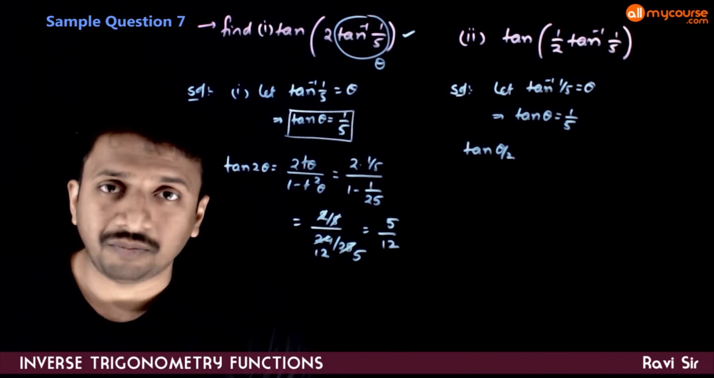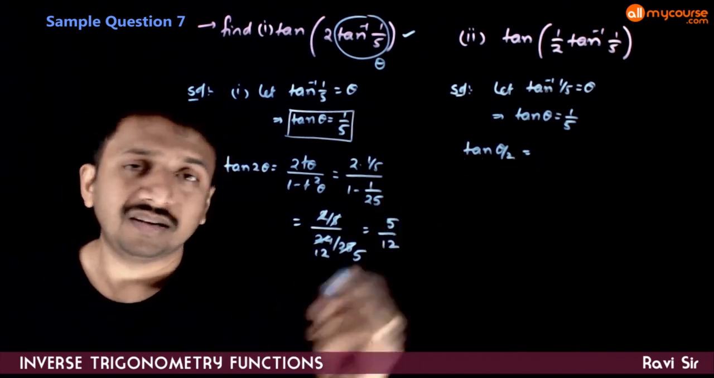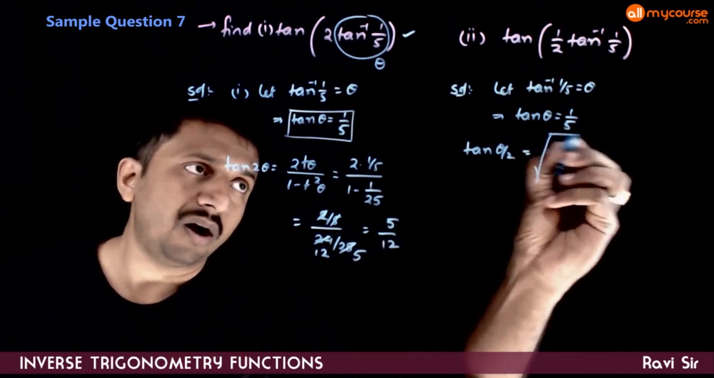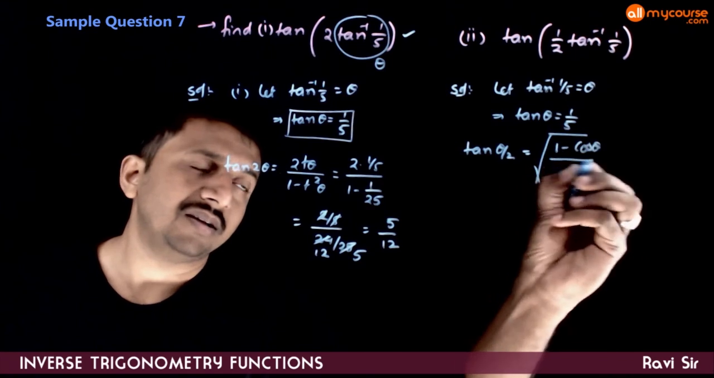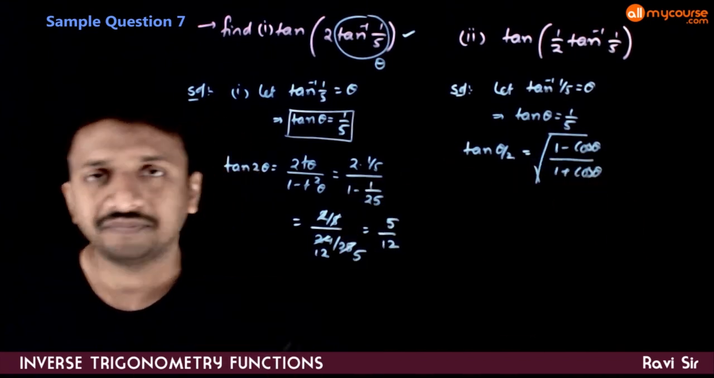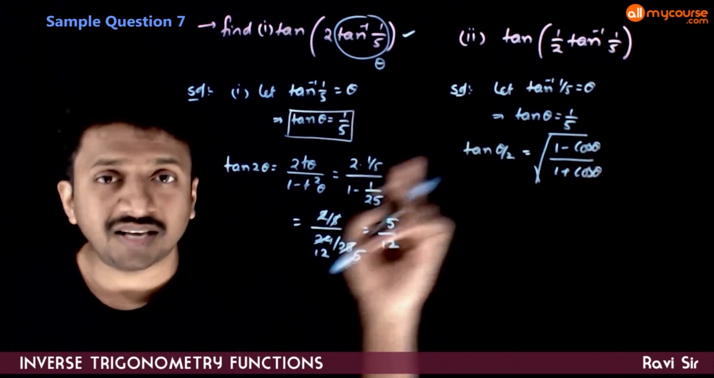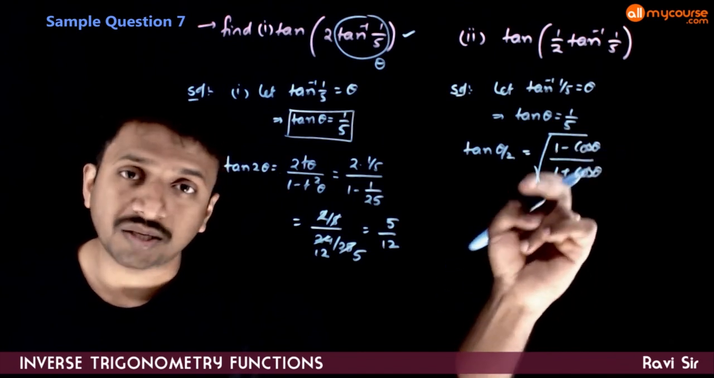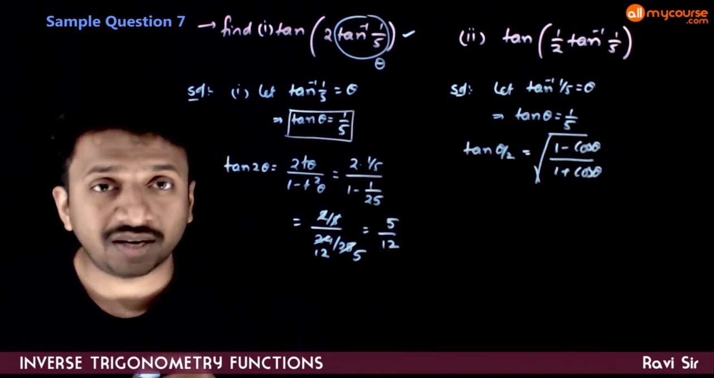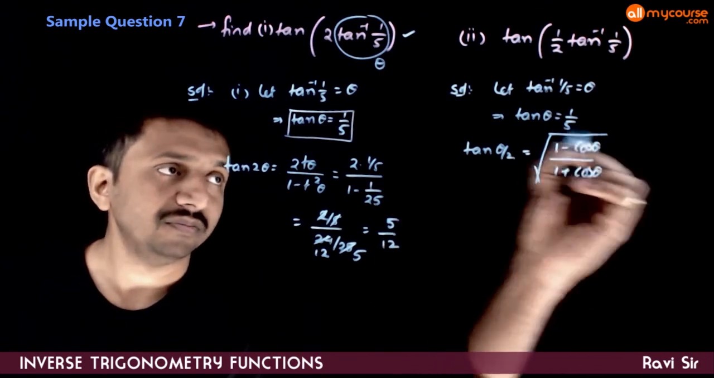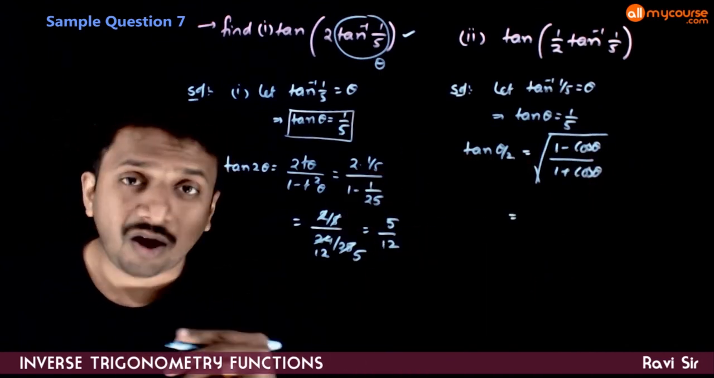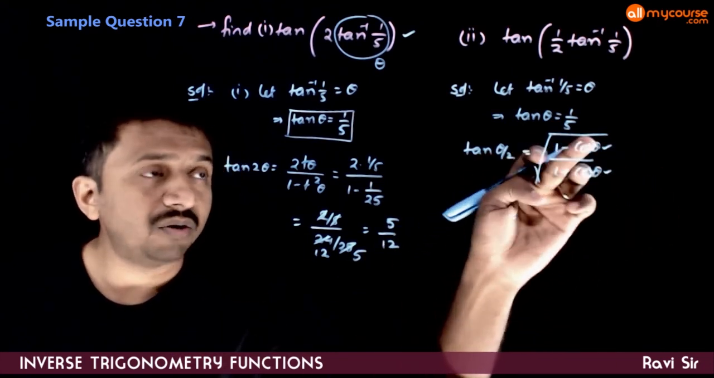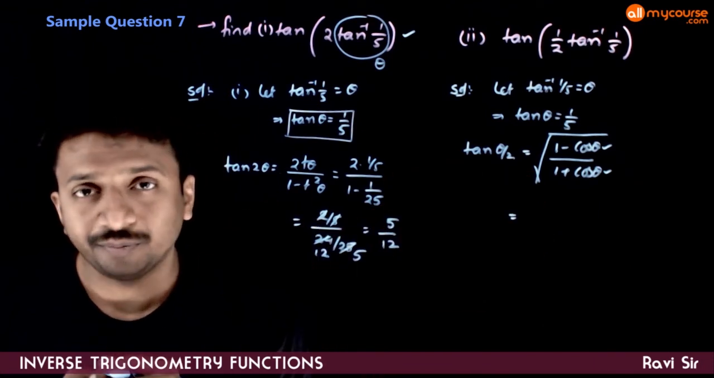So, there is no direct formula for this, but tan theta by 2 can be written as the root of (1 minus cos theta) by (1 plus cos theta). Because 1 minus cos theta is 2 sine square theta by 2, and this is 2 cos square theta by 2. If you take the square root, you get the root of tan square theta by 2, which is tan theta by 2. So if you know cos theta and if you know how to find a square root, you can find tan theta by 2.